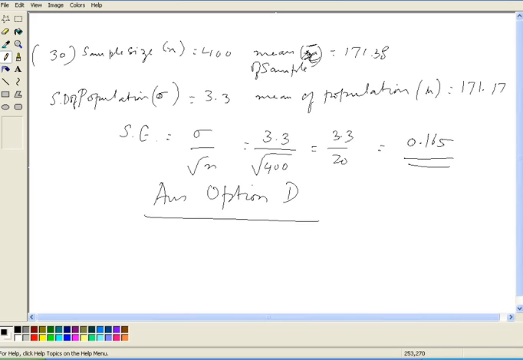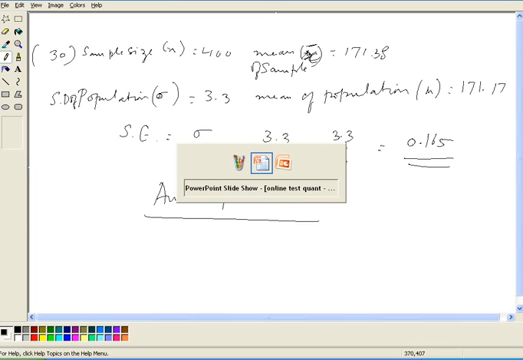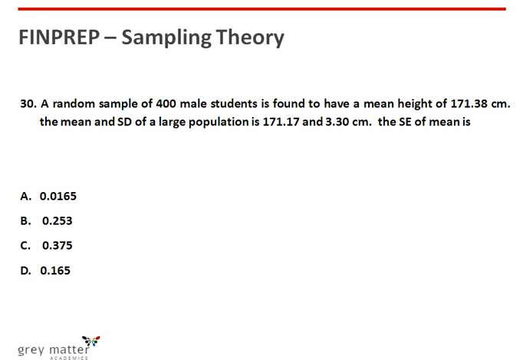Now standard error needs to be evaluated, which is governed by sigma by root of n, which is 3.3 by root 400, which is 0.165. So the answer is option D. Going to our PowerPoint presentation, the option for the standard error of mean is the D option, which is 0.165.